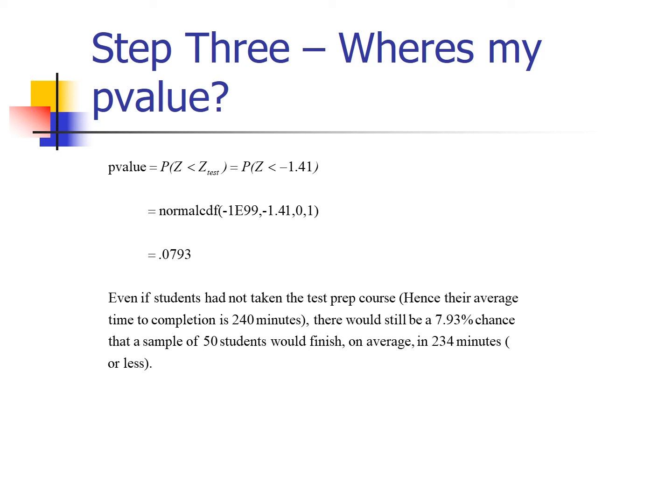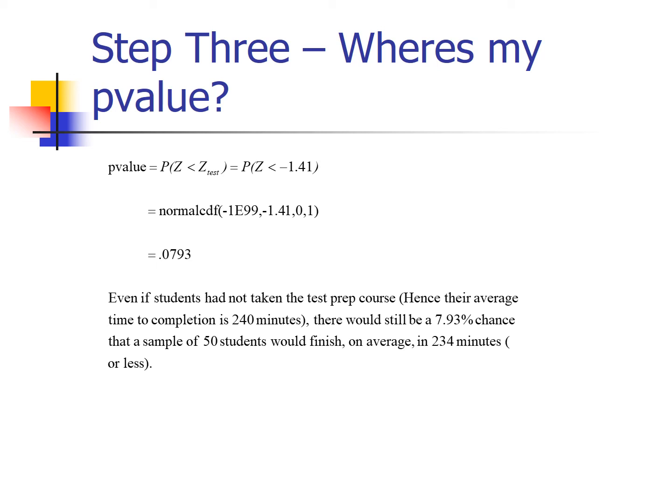So I could find that probability using normal CDF. Since it's a less than problem, I do negative 1 E99, comma, negative 1.41. If I do that, I get 0.0793. That's my p-value.